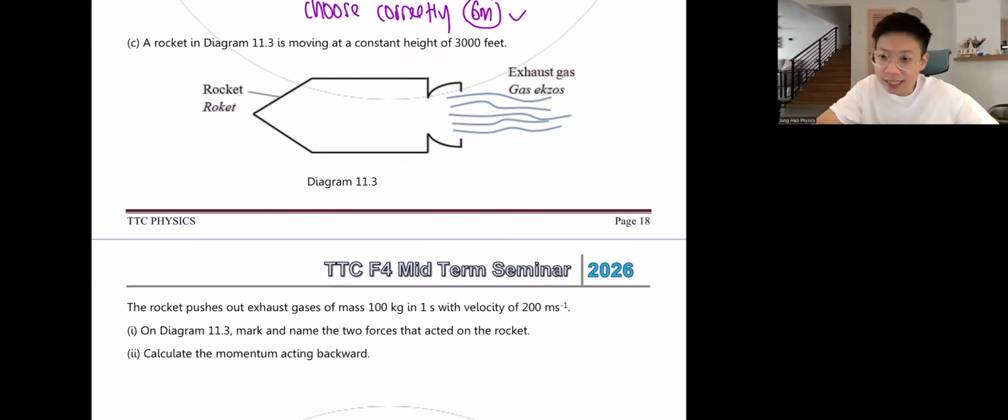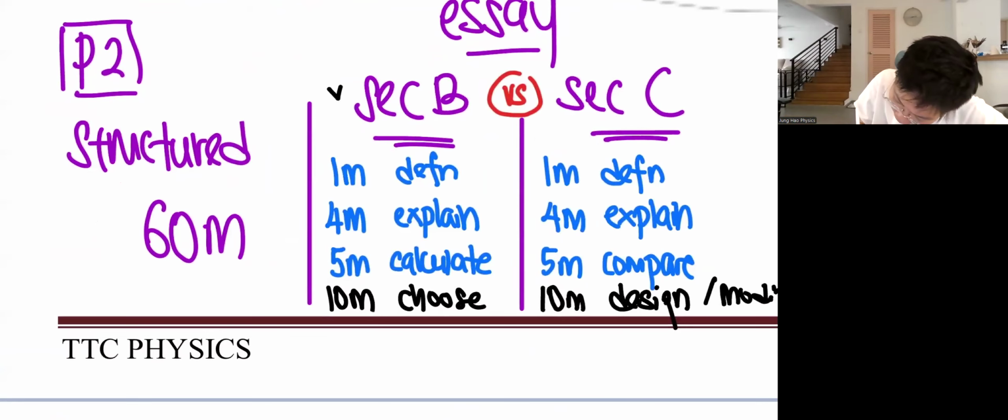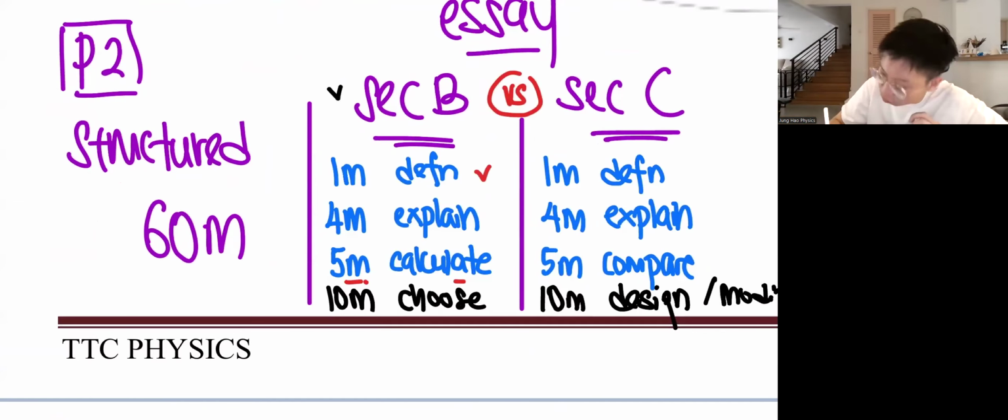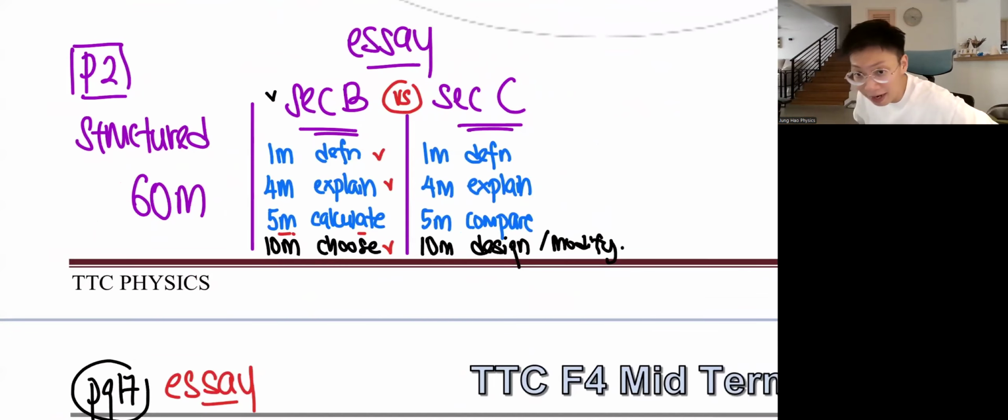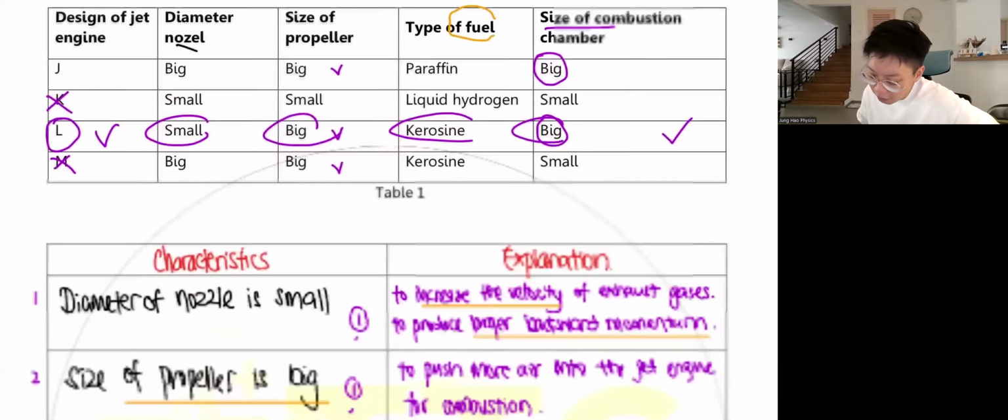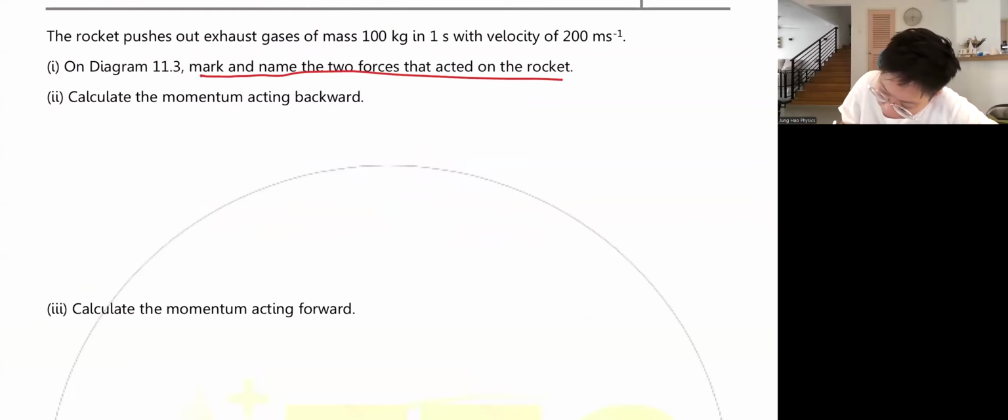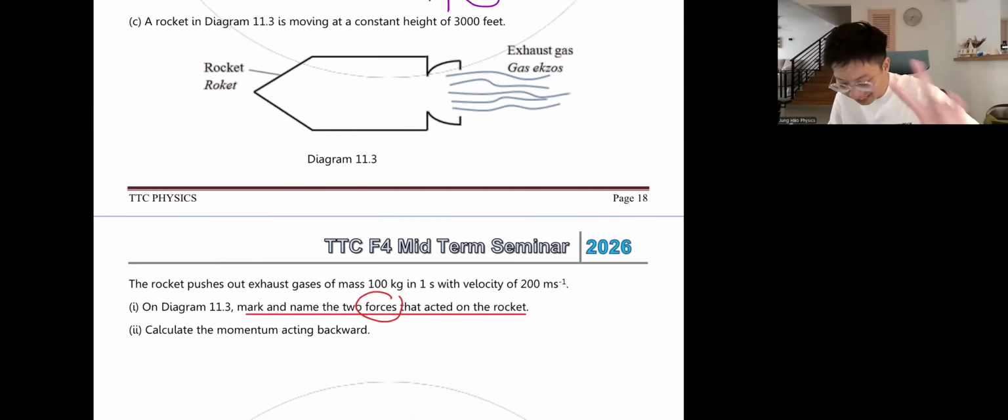Usually in the last 5 marks there are going to be some calculations. Definition done, explain done, choosing done. So let's look at the calculation part first. Instead of everything being purely calculation, they will say, on diagram 11.3, mark and name the 2 forces that act on the object.